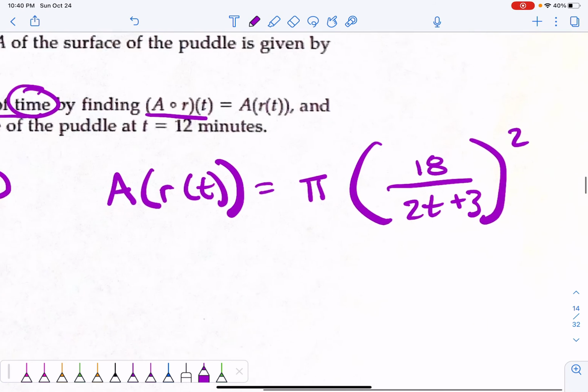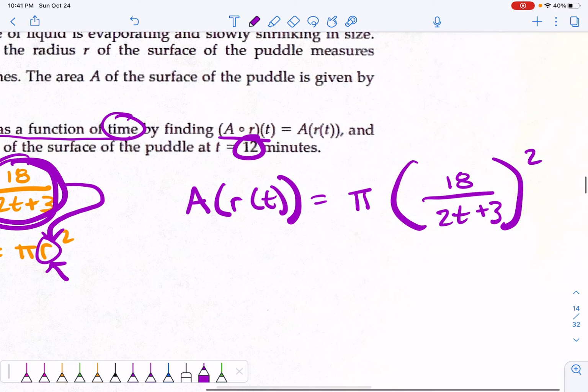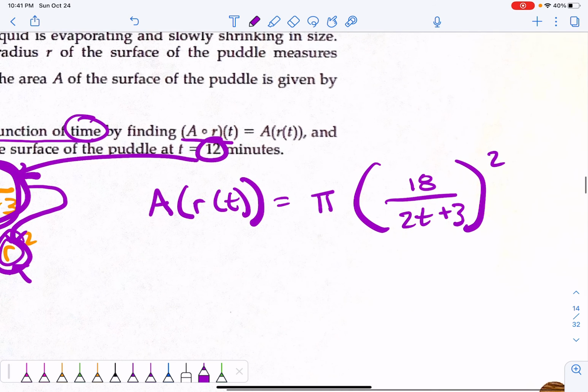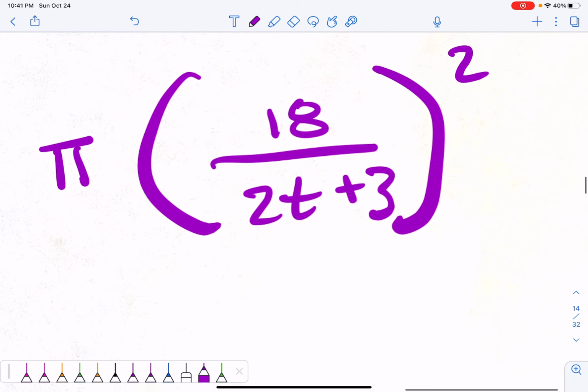And now I don't have to plug the 12 minutes into this to find the radius, then take that radius and plug it into here to find the area. All I have to do is take time, plug it in here, and then it gives me the entire area. I don't have to find the radius in the middle, right? It's just doing both of those calculations at the same time. So I'm going to shove the 12 in here.